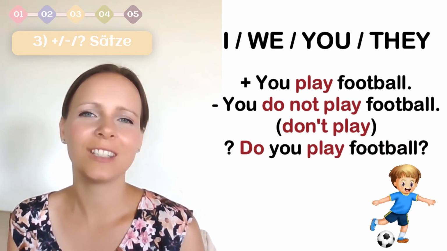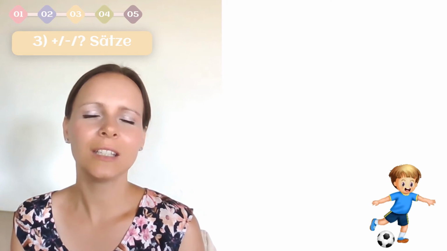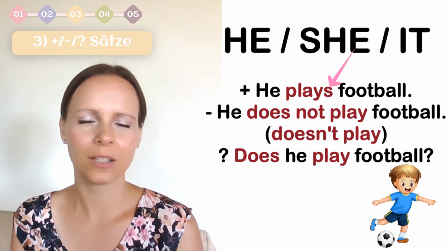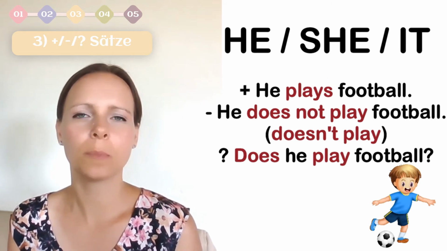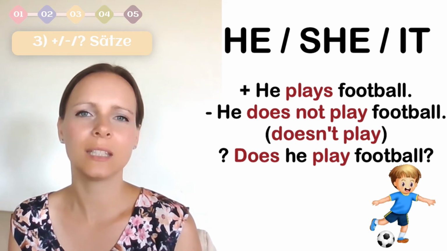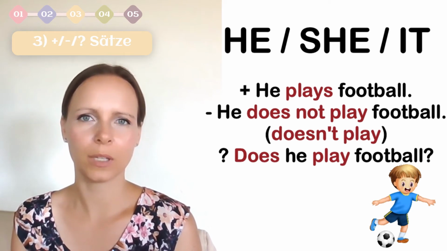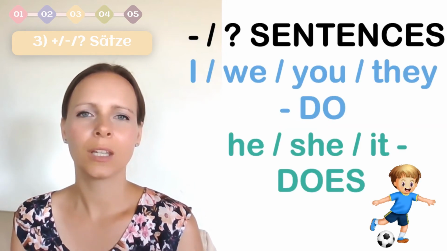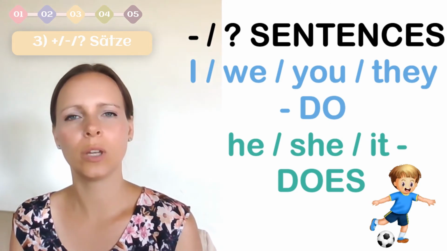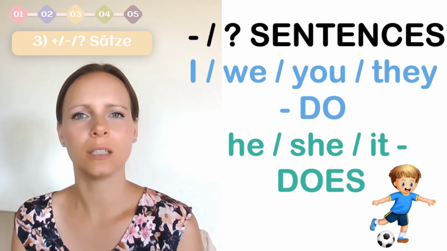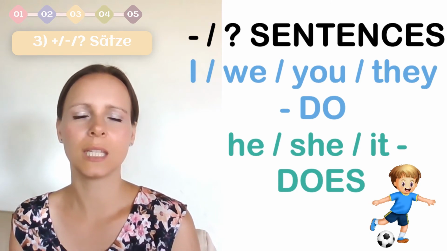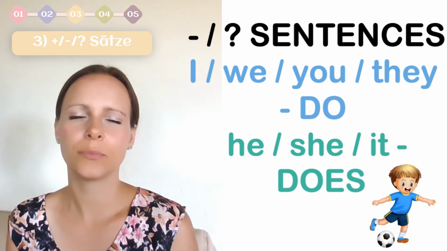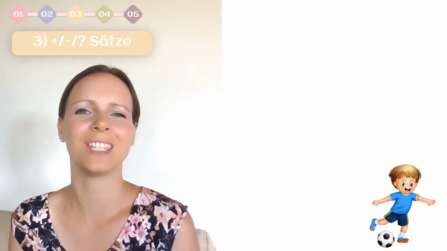With he, she, it, it's a bit different. He plays football, so plays, S at the end. We negate, he does not play football. A shorter version, he doesn't play football. And the question is, does he play football? So with I, we, you, they, we have do in the negative sentences and interrogative sentences, while with he, she, it, we have does in the negative and interrogative sentences.